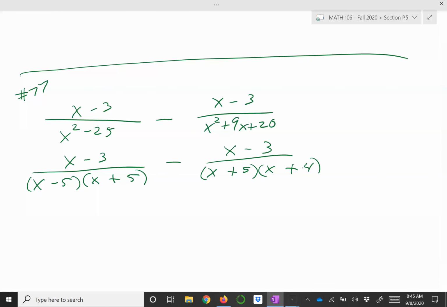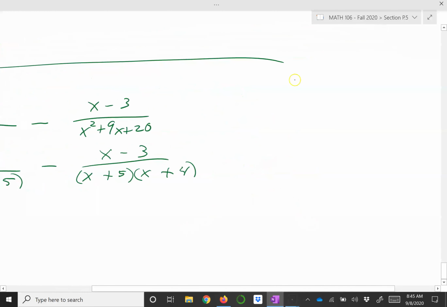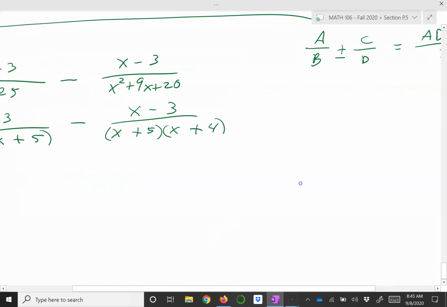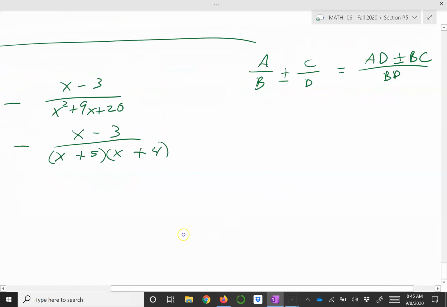Now, the rule for this one is like if you had a over b plus, I believe I use c over d, right? You want to combine 2 rational expressions. You could just do this. It's a times d plus b times c, and this could be plus or minus, by the way. It doesn't matter which one you use, over b times d, okay? You could absolutely do that in this problem, right? And I think that's the way I showed you in the notes.